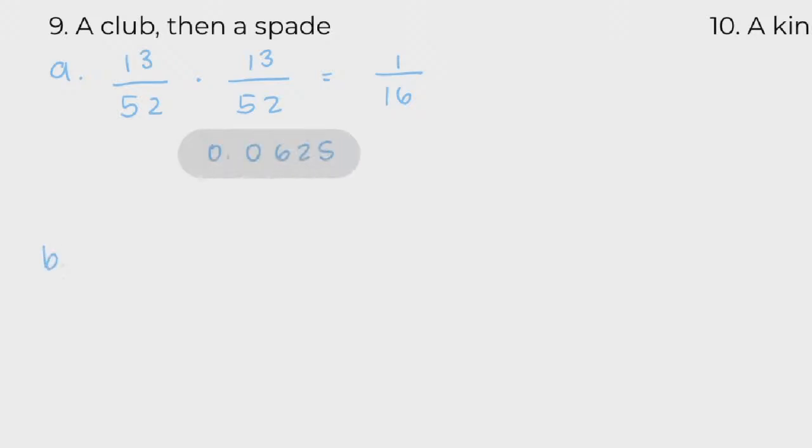Okay, for part B, this time we're not putting the card back after we pick it. So for the first time we do it, there are 52 cards and 13 of them are clubs. But this time we're not going to put the card back and we're going to assume that the first card was a club. So there are only 51 cards left in the deck, and of those 51 cards left, 13 would be spades. So that'll be 13 over 204, which is 0.0637.